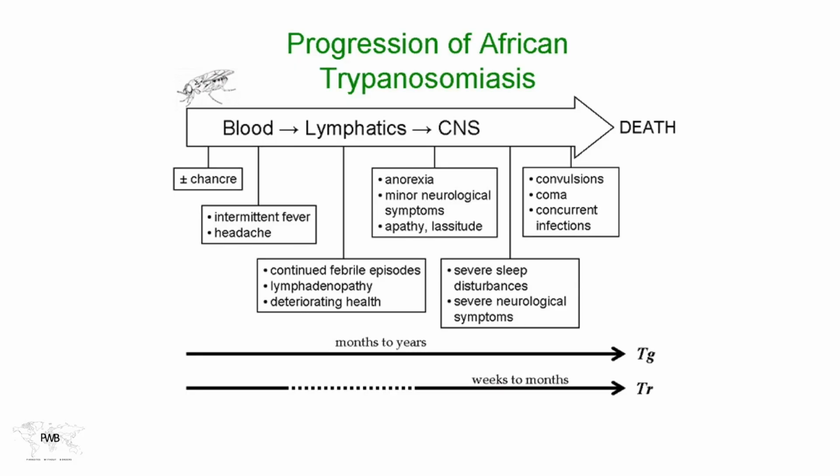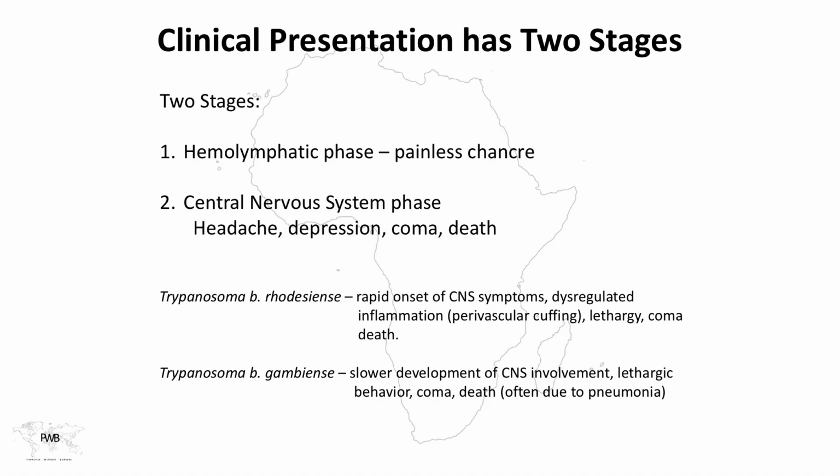It's going to start off initially with a chancre, basically a site where the tsetse fly has bitten the person. Early on, intermittent fever, body aches, but then things are going to progress ultimately to a neurological stage of the disease. Now, what are these two stages, as I started to describe? There are two stages to the clinical presentation for both forms, East and West African trypanosomiasis.